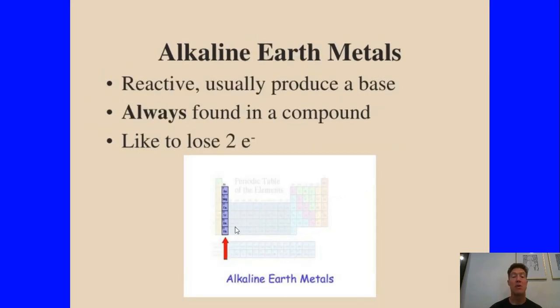Next to them, group 2 are the alkaline earth metals. They are called alkaline because when they react, they usually produce a base. They're like group 1, always found in compounds. They like to lose 2 electrons because they have 2 electrons in their outermost s shell. And so when they lose both of those, they get back to the electronic configuration of the nearest noble gas.